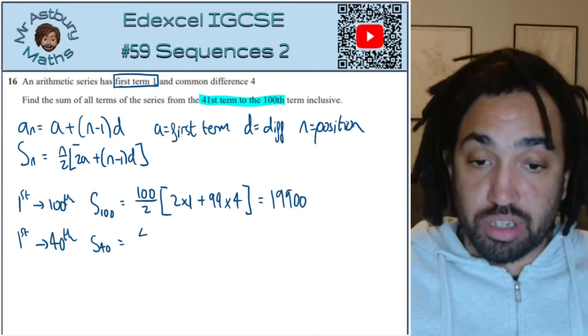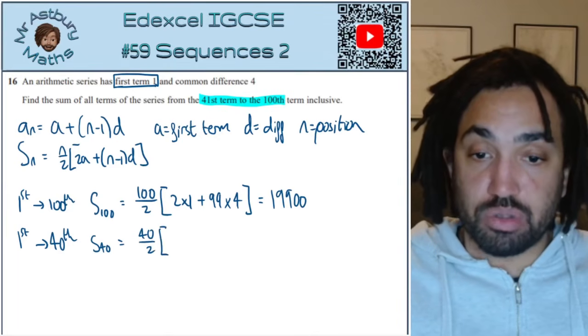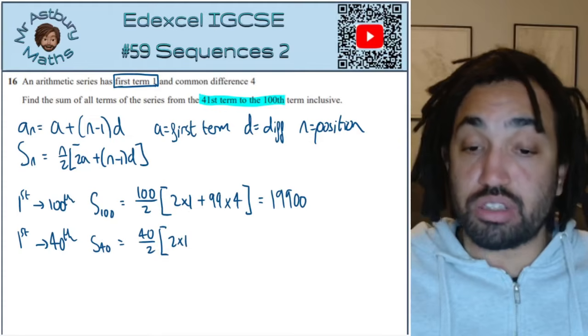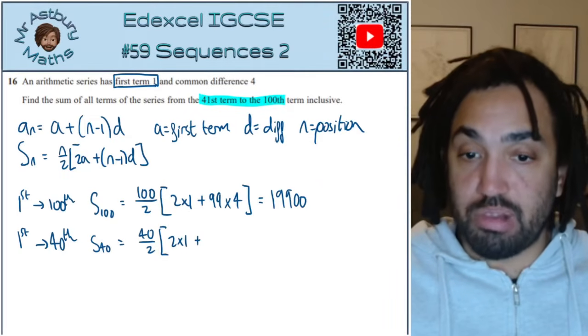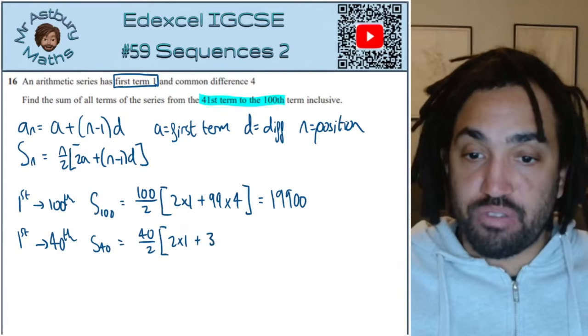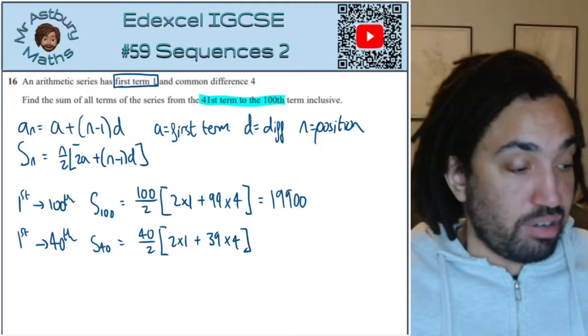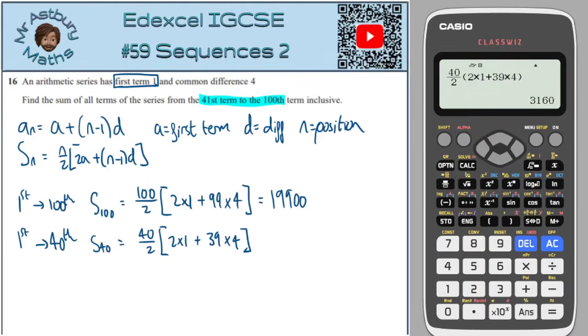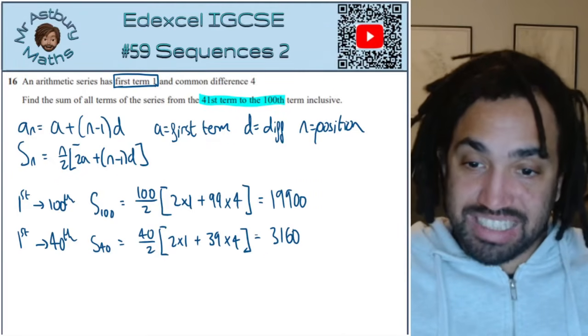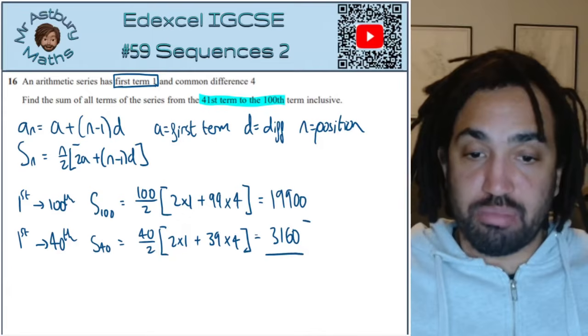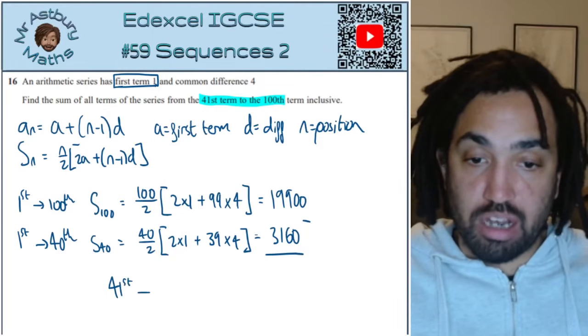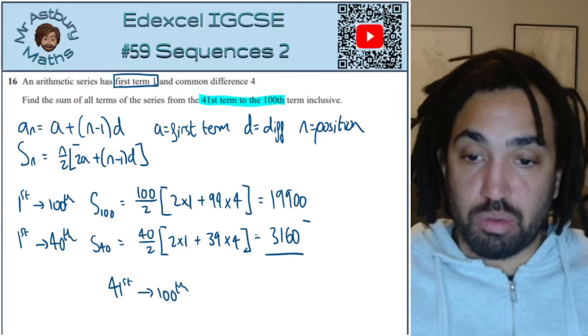So how am I going to do this? Well, I'm going to do 40 over 2, because n is 40 in this case. 2 times 1 is the first term. N minus 1 is 40 minus 1, which is 39, times that by 4, and let's get the calculator out again. Okay, here we go, so put that in, and that gives me 3,160. Thank you very much, Mr. Calculator. And what we can do next is subtract, and that's going to give me from the 41st term up to the 100th term, which is what we need.